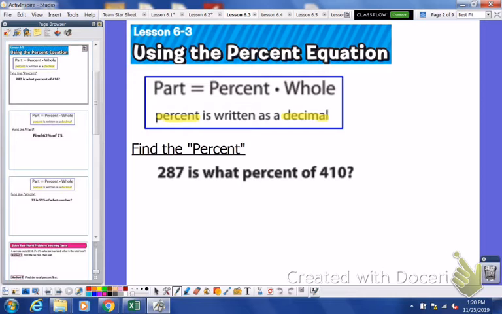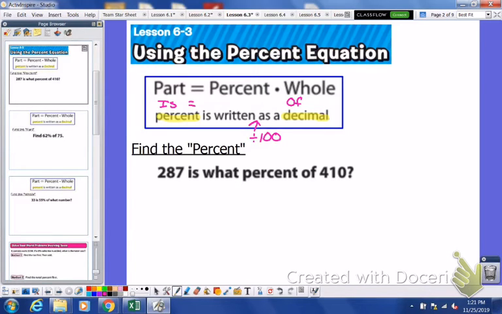A couple notes here. Your part is still your is. Our whole is still our of. If you remember your is over of. And your percent is written as a decimal. That means you have to take it and divide by 100 if you're given your percent.